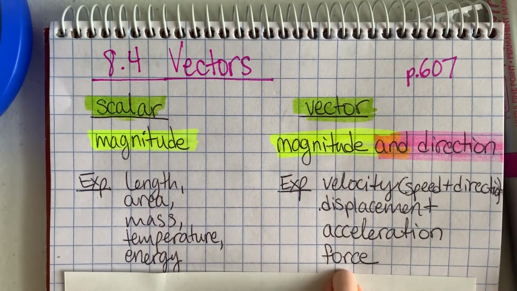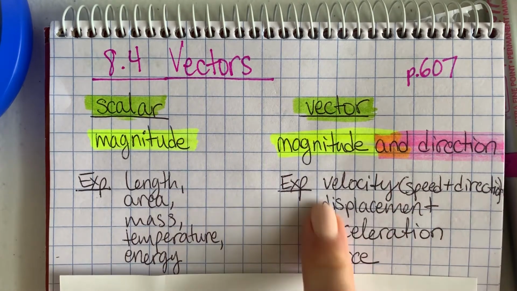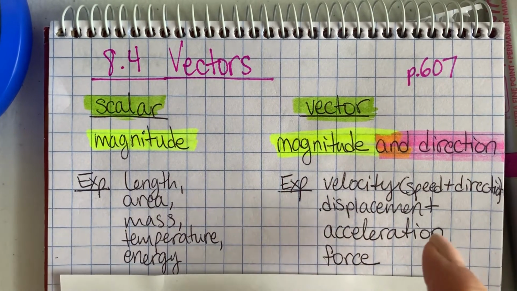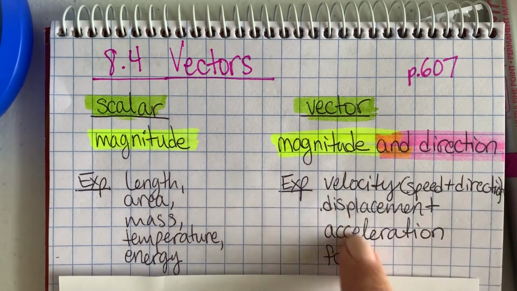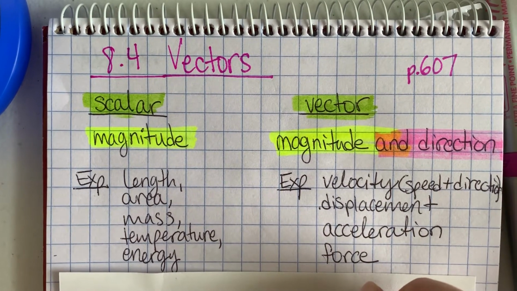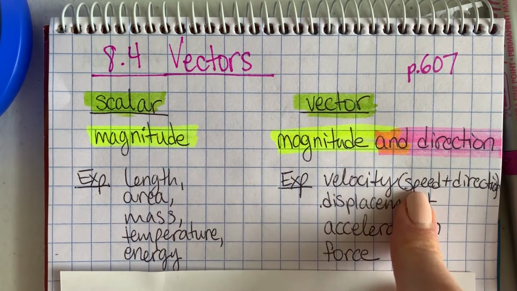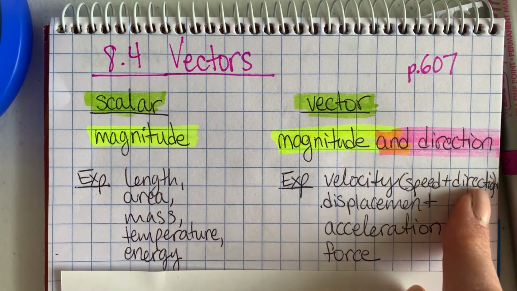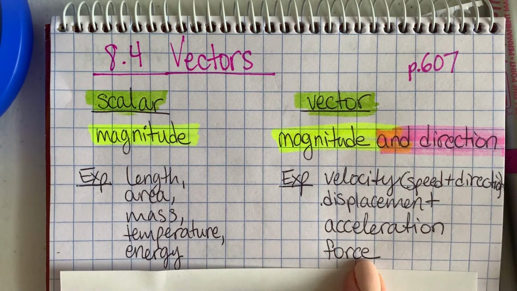And then vectors, now they also have a magnitude. They still have that size, that quantity, that length, that distance, some number, but they also have a direction now. And those directions can look different, but in some way they have a direction. So velocity is a speed plus a direction. We could have displacement, we could have acceleration and force.